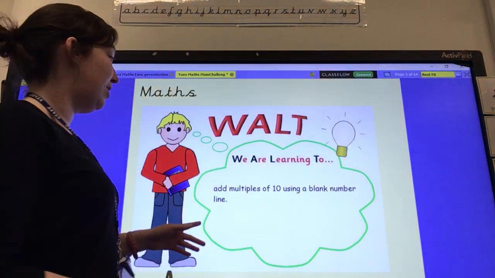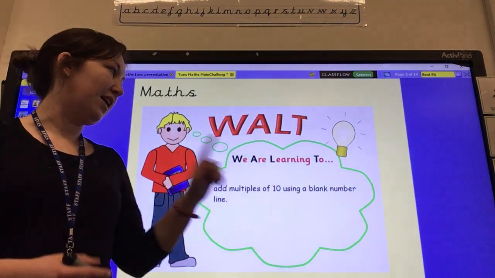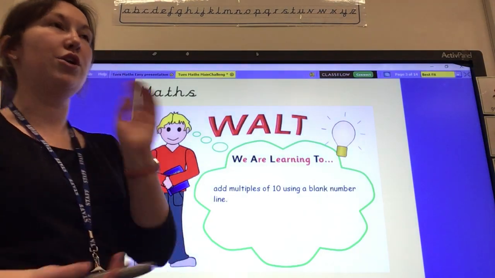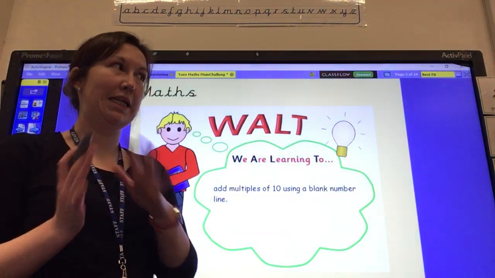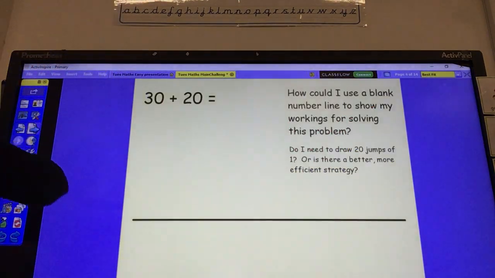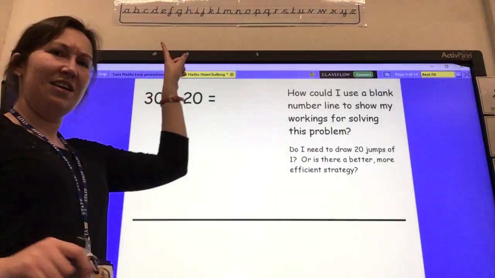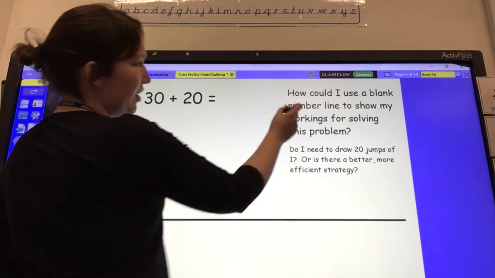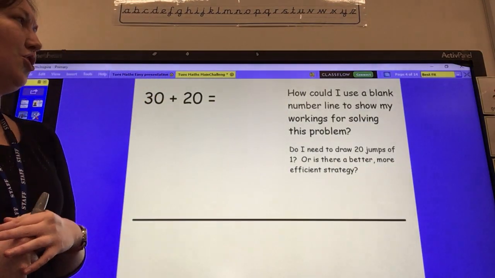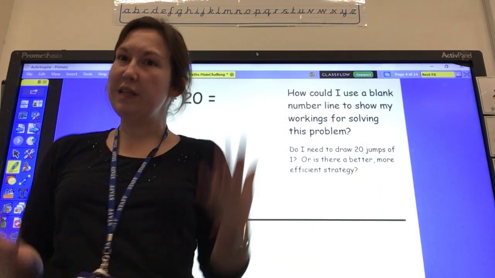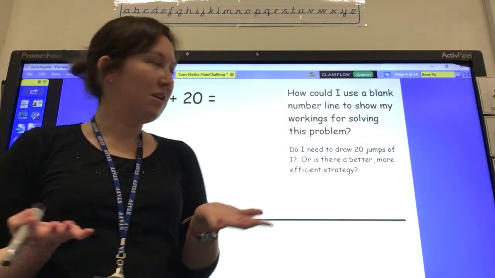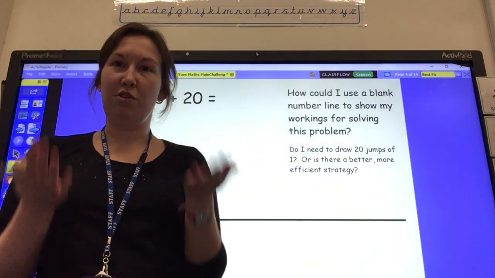So today we are learning to add multiples of 10 using a blank number line. Now I know we used blank number lines last week for adding ones, but today we're going to be doing something a little bit different. So 30 add 20. How can I use my blank number line to show my workings to solve this problem? Do I need to draw 20 little jumps of 1? Or is there a better, more efficient strategy?